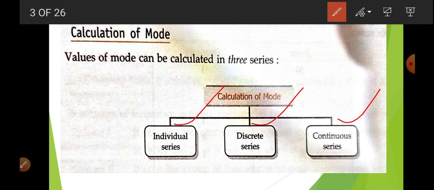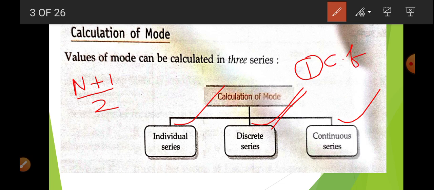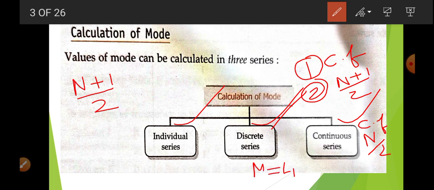In individual series, we use the formula (n plus 1) upon 2. When solving a question in discrete series, first of all we calculate cumulative frequency, then we use the equation (n plus 1) upon 2. In continuous series, we calculate CF, then use n upon 2, then M is equal to L1 plus (n upon 2 minus CF) upon F multiplied by i. So this is the way to calculate mode in all three series.